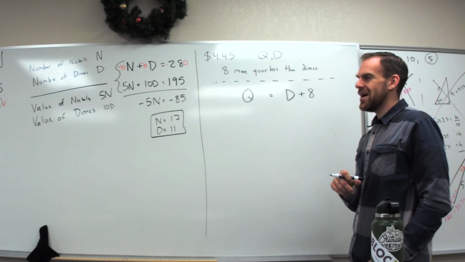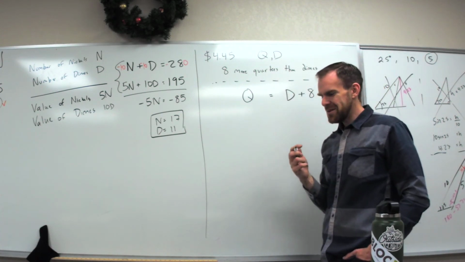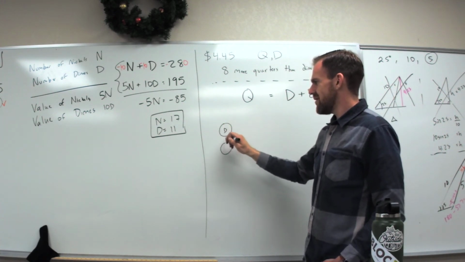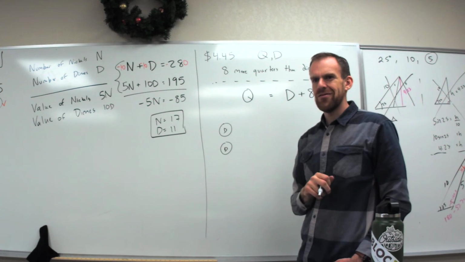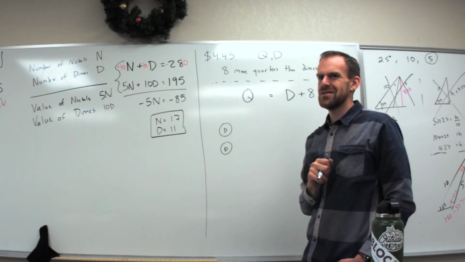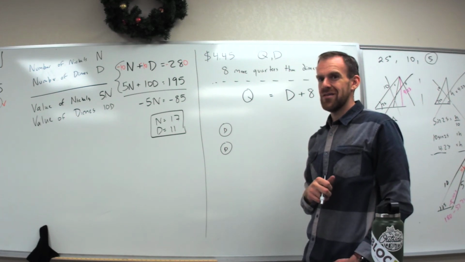I have 8 more quarters than dimes. Okay, let me draw a picture. Here are 2 dimes. How many quarters do I have? I have 8 more quarters than dimes. Right, there's 8 more. How many quarters do I have?